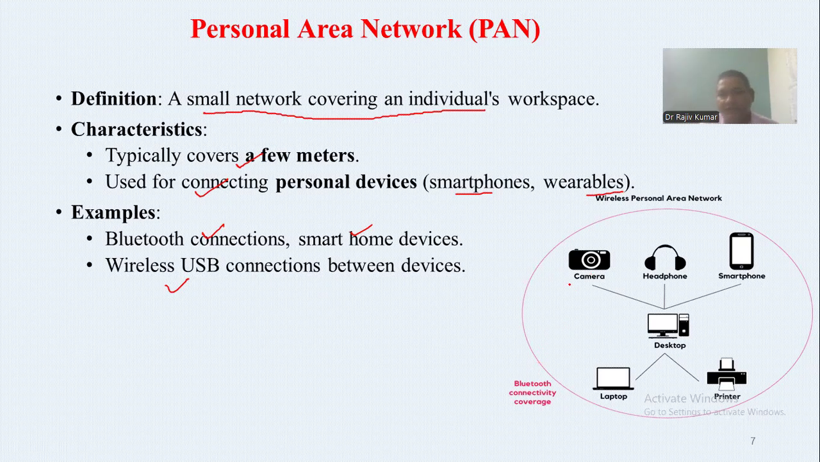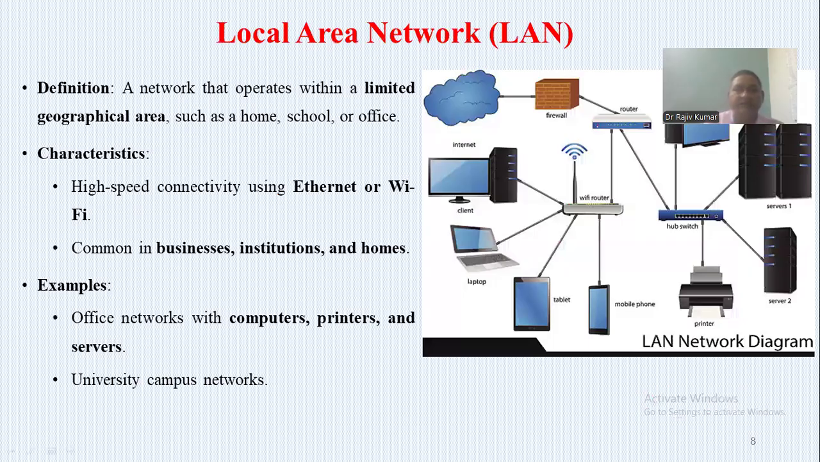So you can see in this diagram: camera, headphone, smartphone, and desktop, laptop, printer. So these all are connected and form a network. This is known as personal area network. Next is local area network.